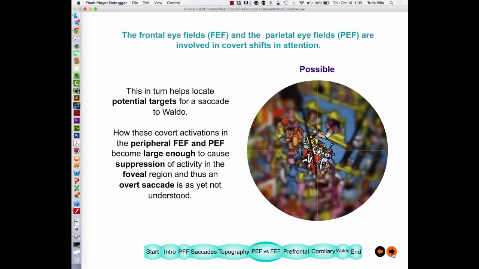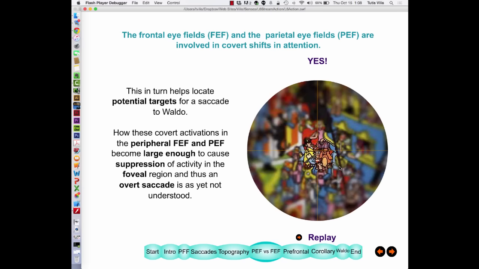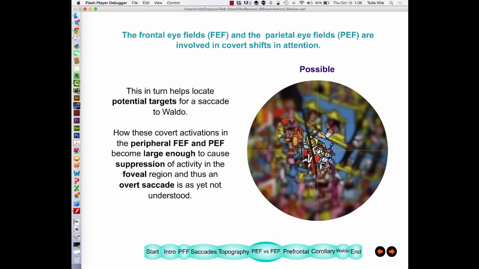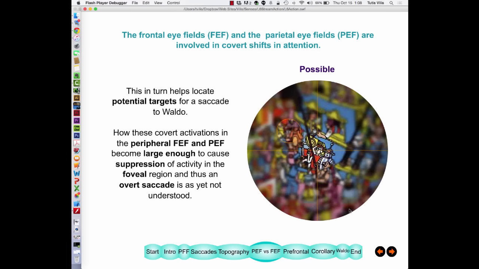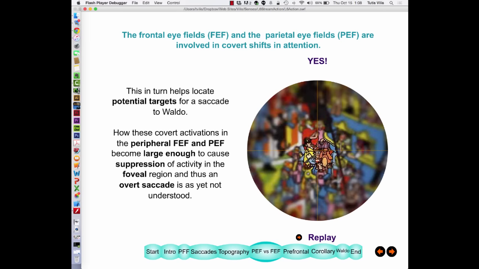And then if it is Waldo, you make a saccade to Waldo. And you say, yep, that's where he is. So, how all this happens is not clearly understood.